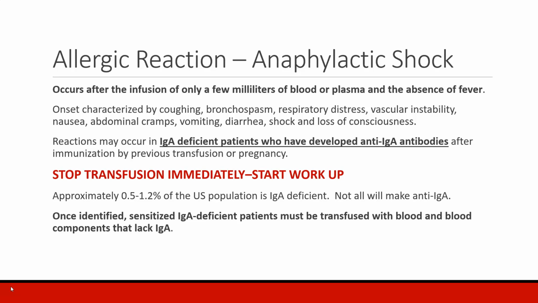Approximately 0.5 to 1.2% of the U.S. population is IgA deficient, but not all of these will make anti-IgA. Once identified, though, the sensitized IgA deficient patients must be transfused with blood and blood product that lack IgA for the rest of their life.